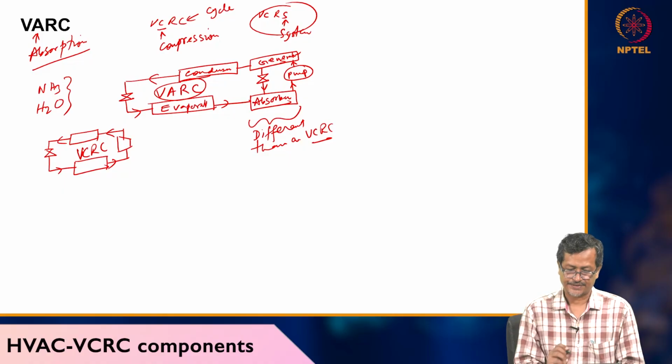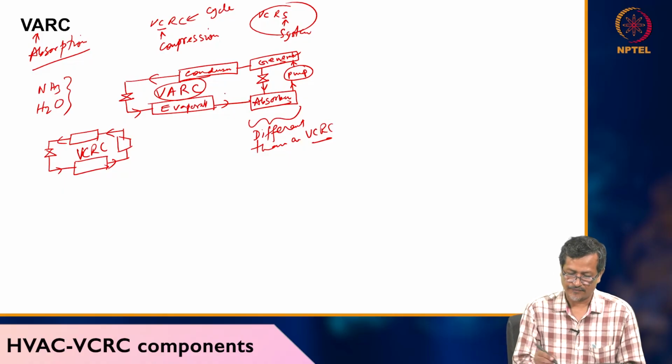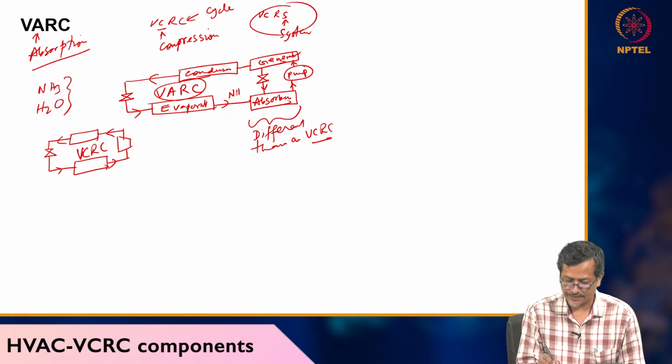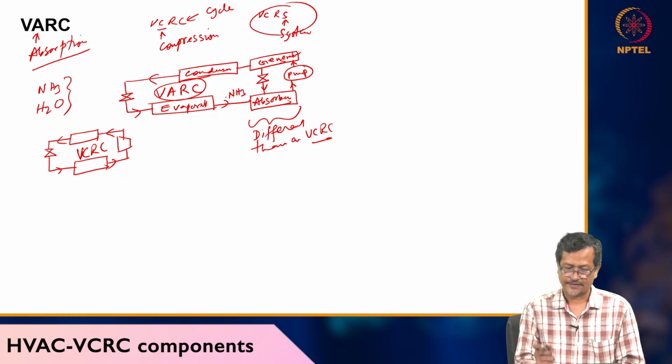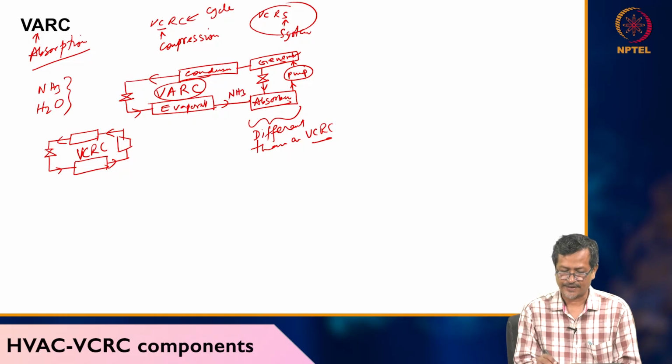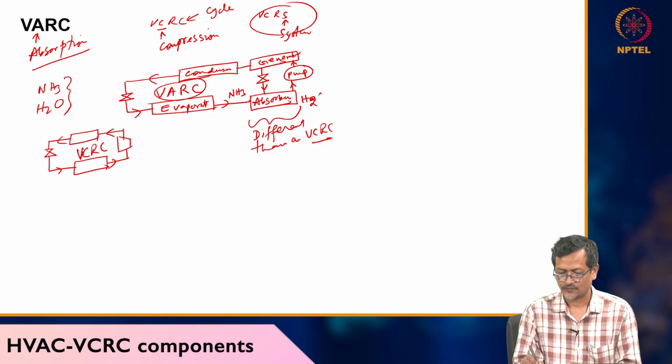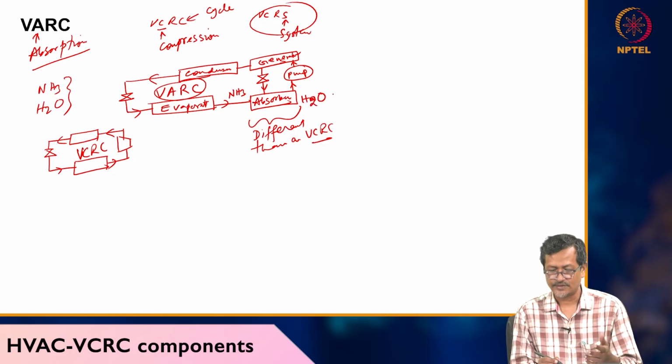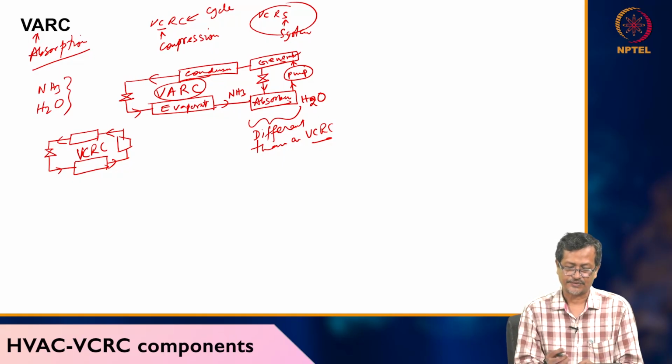In this case, let's say ammonia is circulating. What will happen? Ammonia in the evaporator will be evaporated and go to the absorber, and the absorber will be absorbing ammonia. Absorber means it will be water. The absorber will contain water, so water will be absorbing lots of ammonia vapor. When it is absorbing, it will create low pressure, so liquid ammonia will be evaporating.